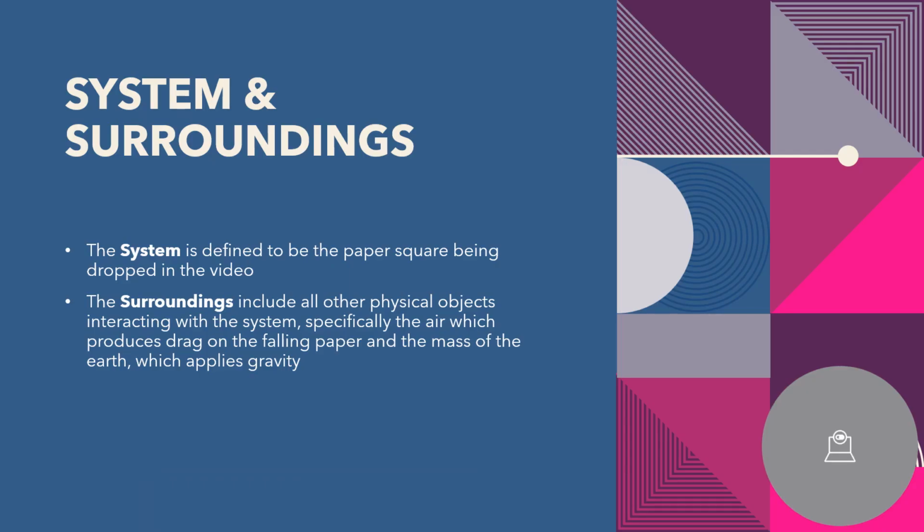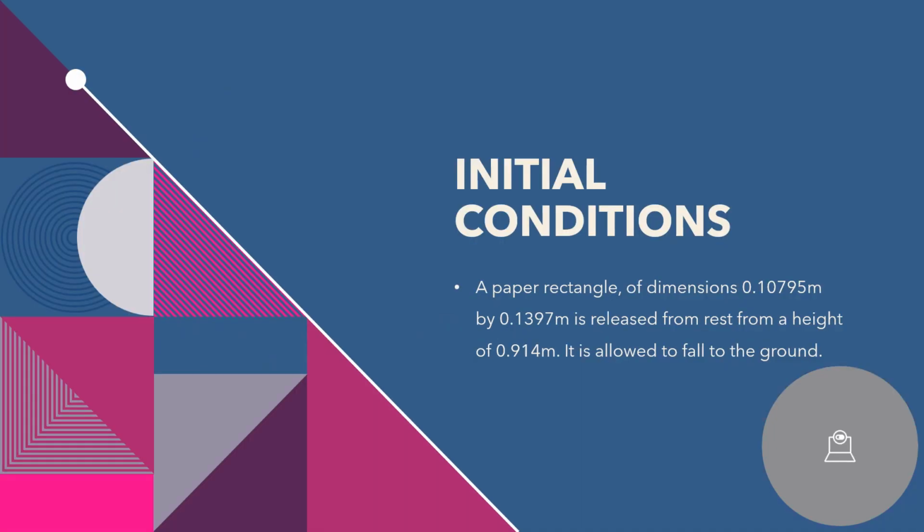So for this experiment, I defined the system to be the paper square, which is being dropped in the video, and the surroundings to include all other physical objects interacting with the system. Specifically, the air which produces drag on the falling paper, and the mass of the earth, which applies gravity to the falling paper. So my initial conditions are that I took a paper rectangle of dimension 0.1 meters by 0.14 meters, and I released it from a height of 0.914 meters, and I allowed it to fall to the ground.